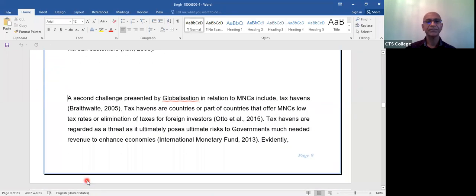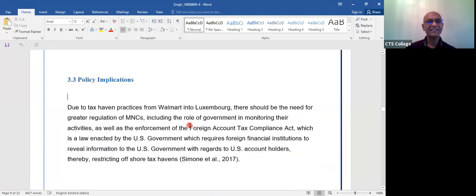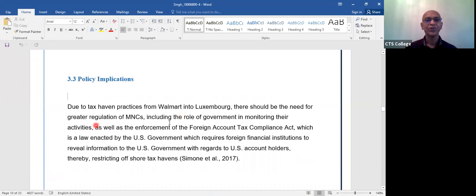The third problem pertained to tax havens. Three problems. Yet in your policy implications, you're only identifying the need to solve one problem. So this needed to follow, students. It needed to follow logically from the previous sections.